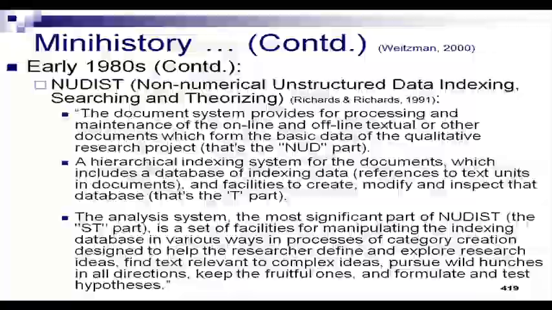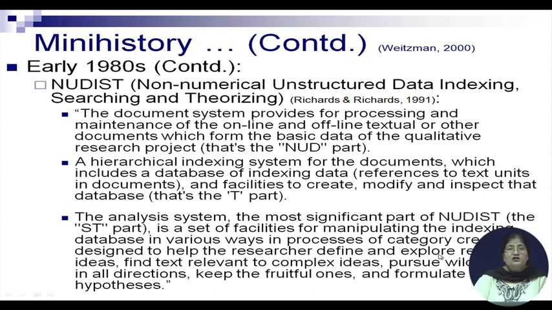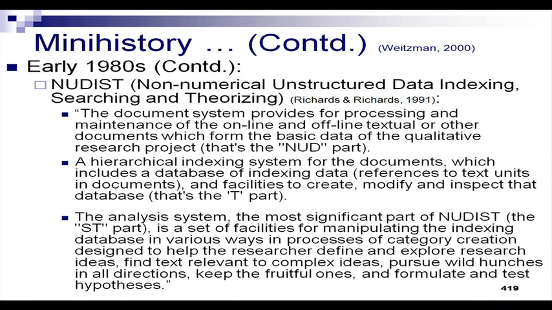Now, in the early 1980s, again, the other very important software that was used was the non-numerical unstructured data indexing, searching and theorizing, in short form NUDIST, software. Now it had three parts to it. The first part is the document system.